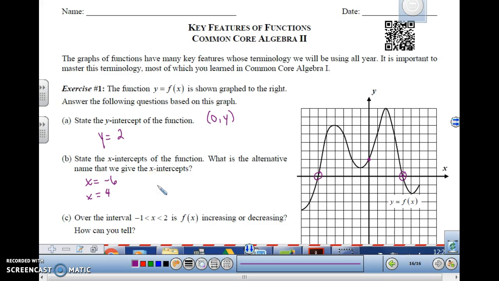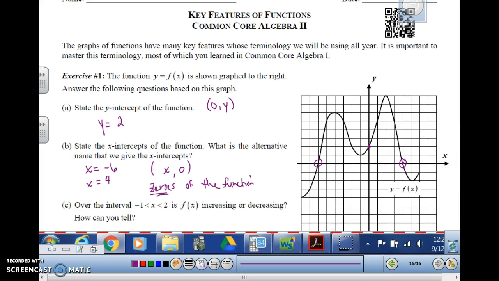Now, since these are the x-intercepts, what is another name that we have for x-intercepts? Well, when you have an x-intercept, what would be the coordinate that is 0? It would be y is 0, so you have (x, 0). So these are also called the zeros of the function. The x-intercepts are called the zeros because y is equal to 0.